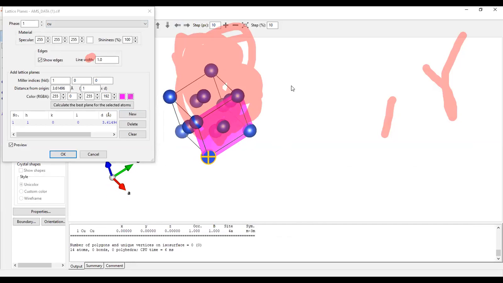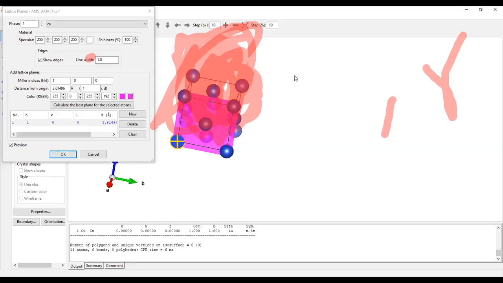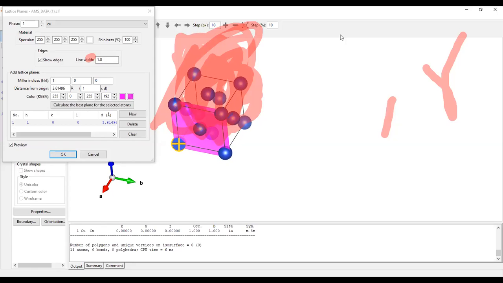Remove this writing from the screen, please. Whoever is doing this, please remove it.